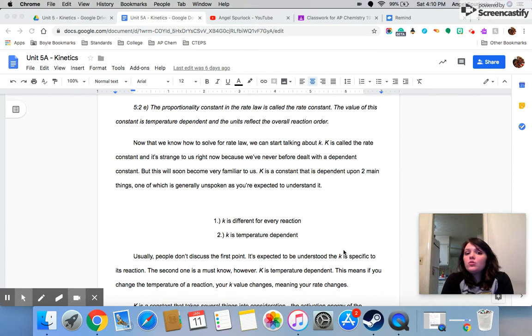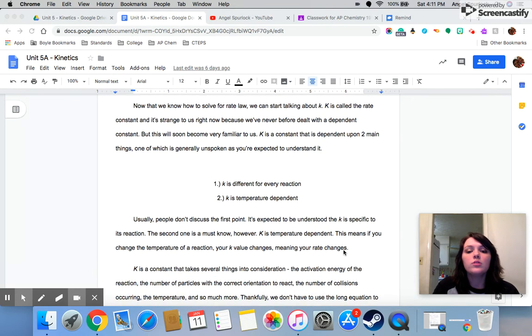This is the final section of 5.2 before we move on to 5.3 and finalize these notes, okay? So 5.2e is all about the rate constant k, okay? 5.2e says the proportionality constant in the rate law is called the rate constant, that is k. The value of this constant is temperature dependent and its units reflect the overall reaction order.